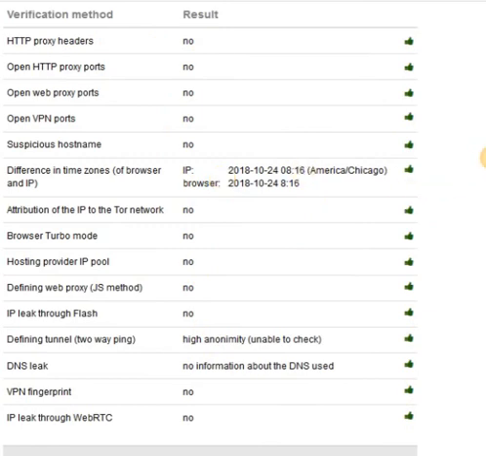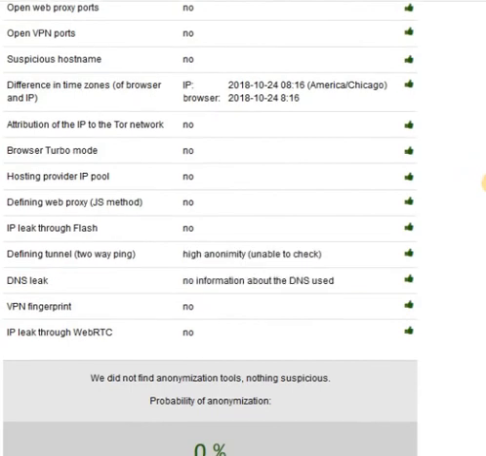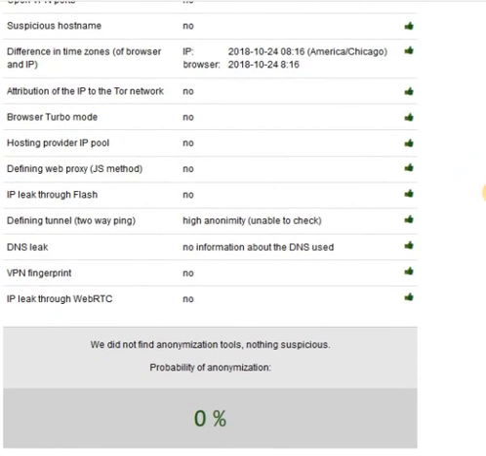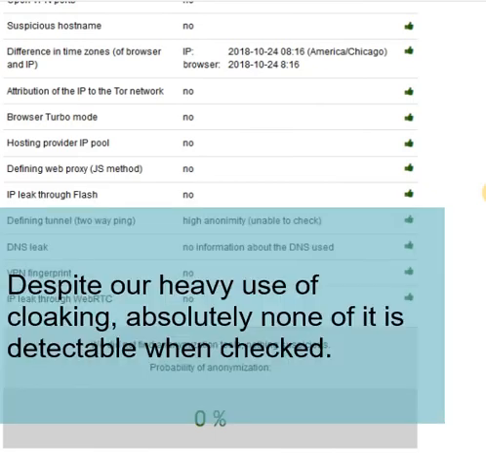And if we go to the end in the summary, it says we did not find any anonymization tools, nothing suspicious. Probability of anonymization, 0. This looks exactly like the results I got when I connected from my everyday normal internet connection from China. And it looks just like right now I'm logging in from my everyday normal connection in Kansas City, Missouri.